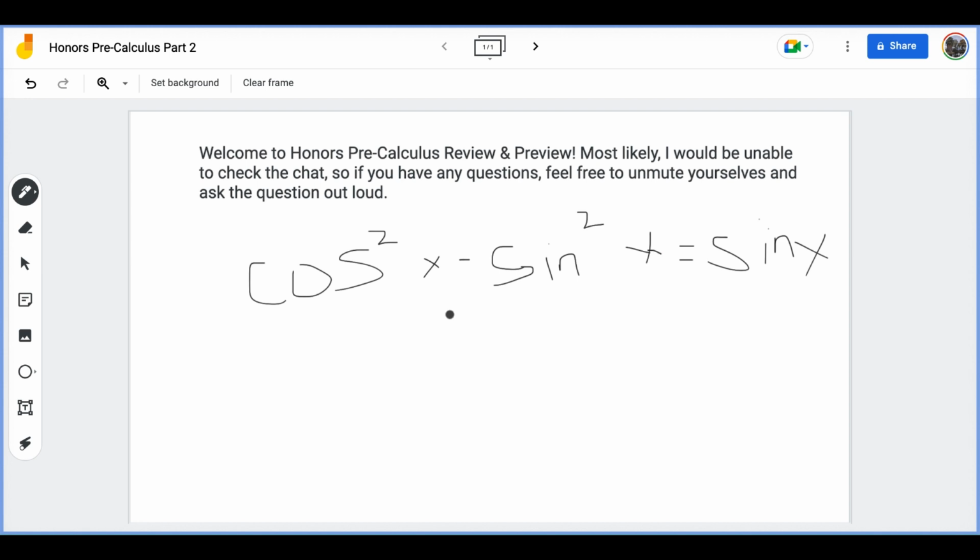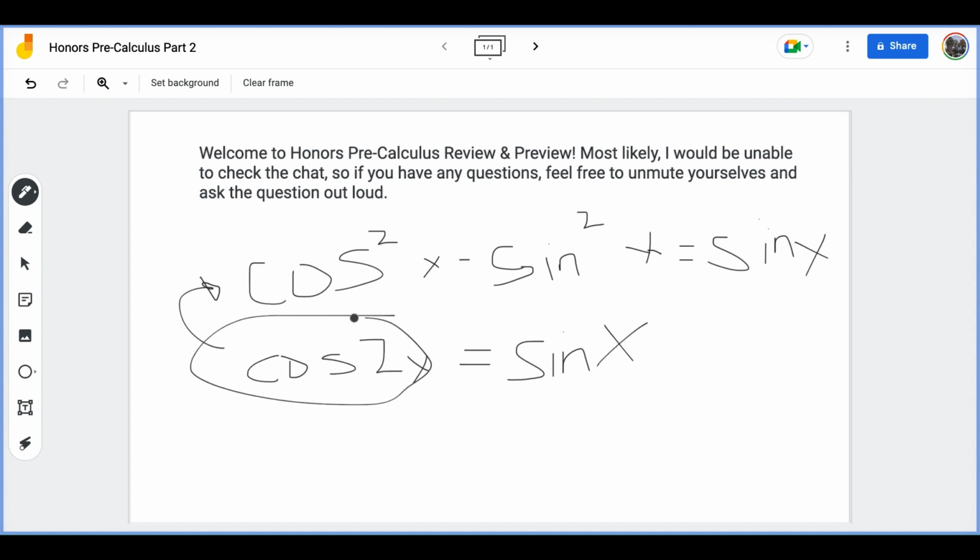So the identity that we use here is cosine 2x can be rewritten as exactly the left side of this equation. So we replace that, we get cosine 2x is equal to sine x. We can replace this again with another variation of cosine 2x. There are 3 total variations, and this one is 1 minus 2 sine squared x equals sine x.